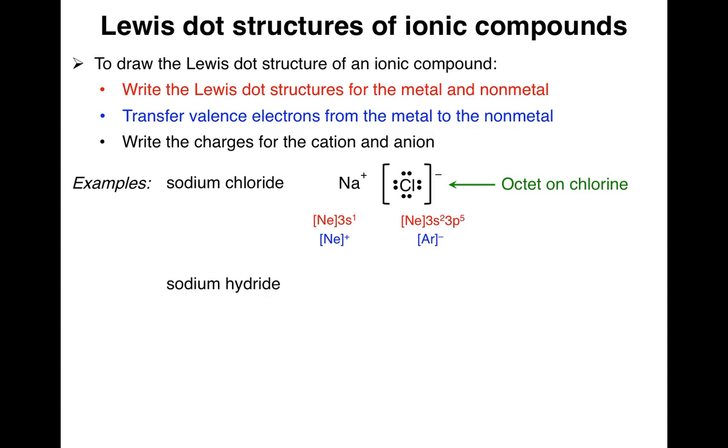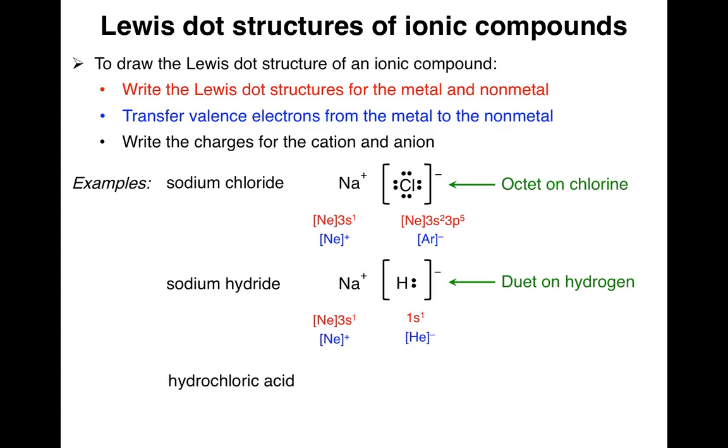In another compound, sodium hydride, the only electron in the valence shell of sodium is transferred to hydrogen, giving it a duet. In different compounds, hydrogen can either gain or lose electrons. For instance, in hydrochloric acid, it gives up its only electron to chlorine.